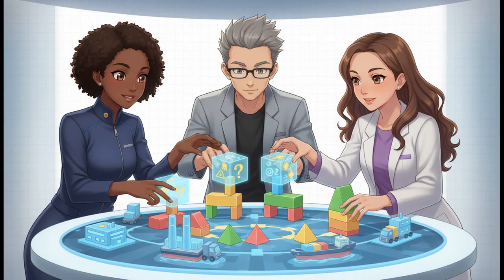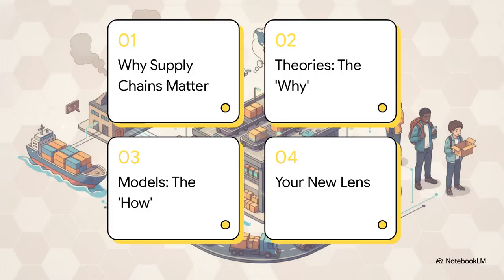And look, these are not just some dry academic ideas you'd find in a textbook. They are seriously powerful, practical tools for making sense of the world. And today, you're going to learn how to see them too. So, here's what we're going to cover. We'll start with why this stuff even matters. Then we'll dive into the theories that help explain all the chaos. After that, we'll look at the models that act as blueprints for success. And finally, we're going to give you a whole new lens for looking at the world around you.